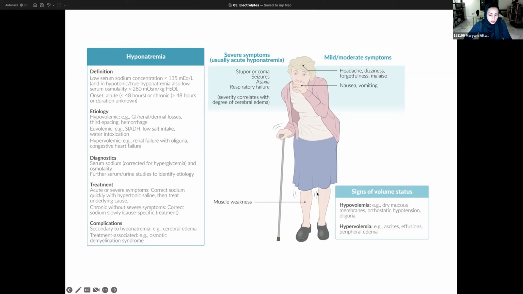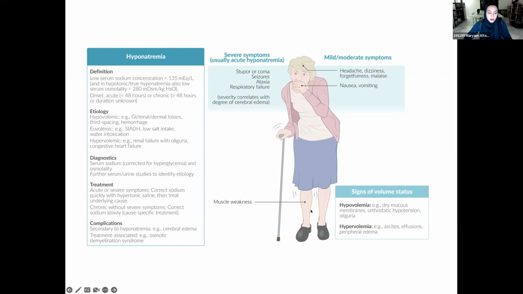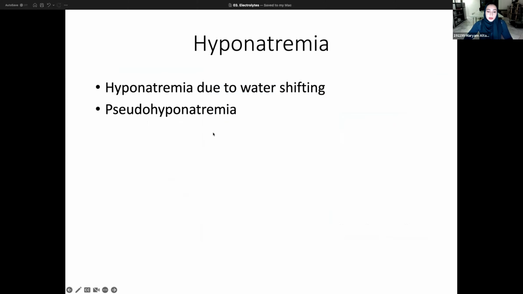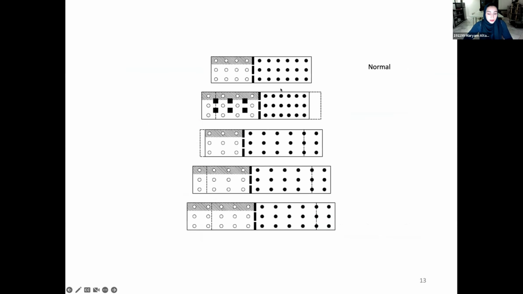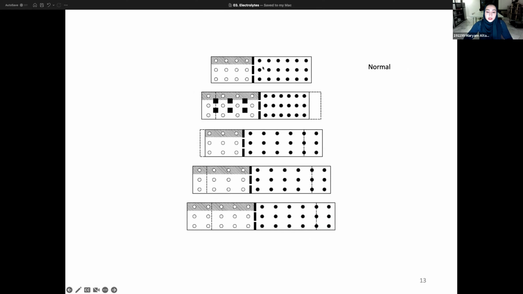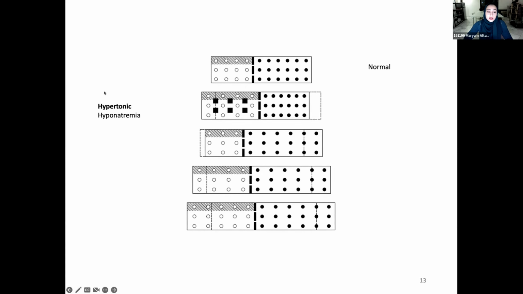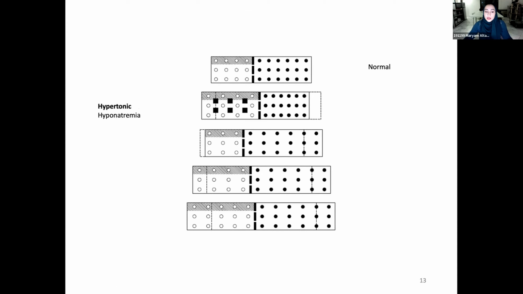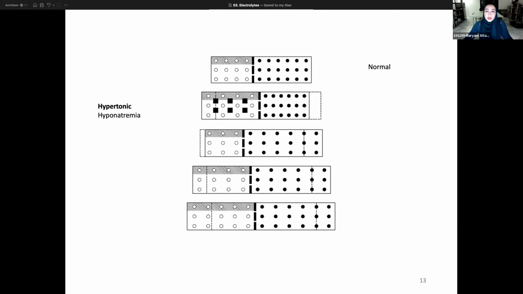Mild to moderate symptoms, again, are headache, dizziness, forgetfulness, malaise, and can also cause nausea and vomiting, as well as muscle weakness. All right, and we're going to go through all the other points, diagnostics and whatnot, in a bit. So like we mentioned, hyponatremia is due to water shifting, or we have something that we call pseudo-hyponatremia. So this is the normal state where you have a balance of electrolytes from the inside to the outside. What happens in something that you call hypertonic hyponatremia? We said before, osmolality is primarily determined by sodium. So if the osmolality is low, you expect your serum to be hypotonic, right? That makes sense because there's no sodium.